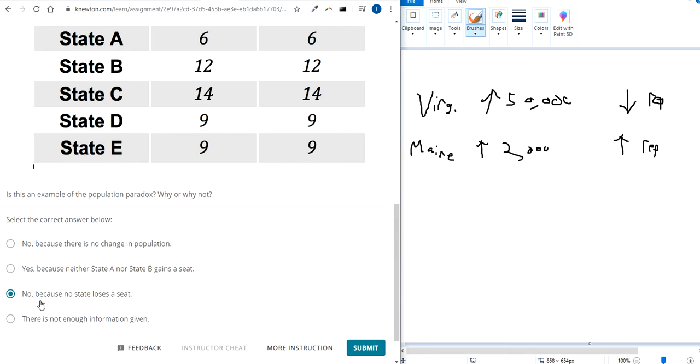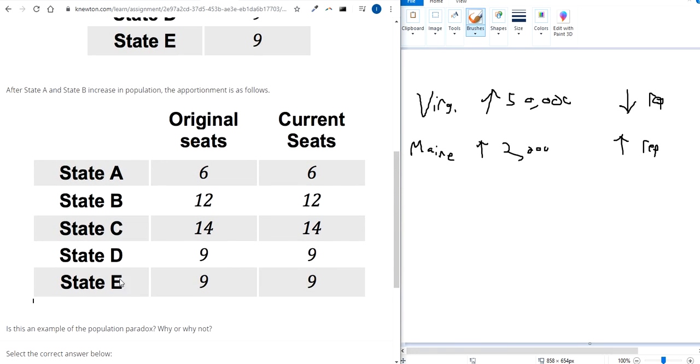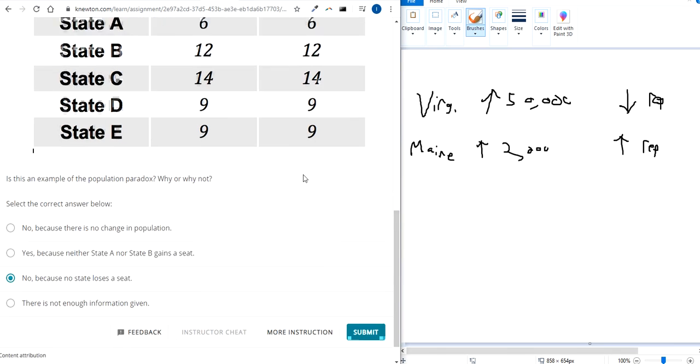This is the correct answer here. No, because no state loses a seat, okay? It would be an example of the population paradox if State A went down to 5 seats, okay? Because having an increase in population should mean you have an increase in representatives.